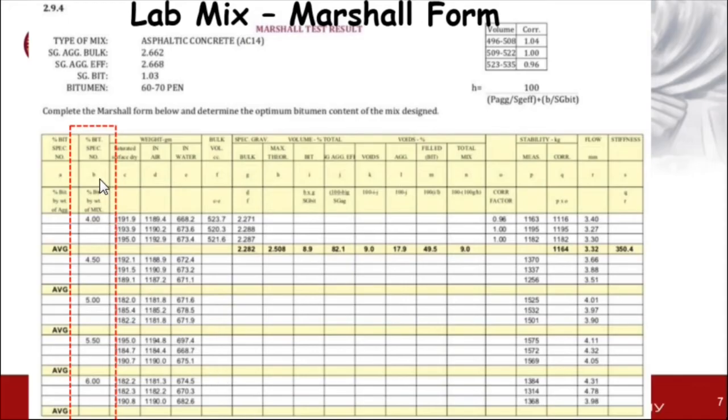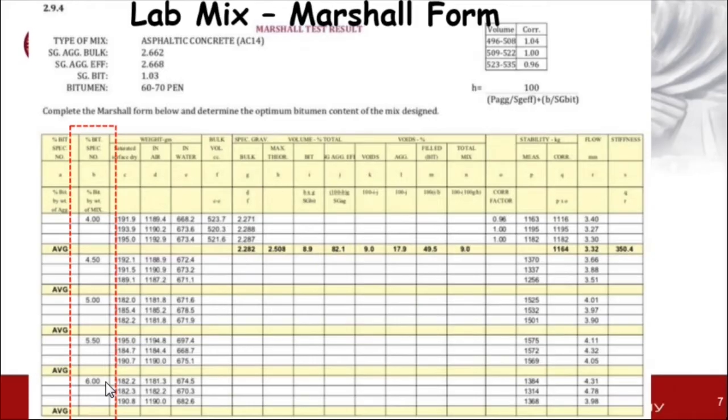Okay, let's have a look at the Marshall form. According to this Marshall form, the bitumen content can be found in column B. As you can see here, we have the first trial of 4%, 4.5%, 5%, and then 5.5%, and finally 6% trial bitumen content. So here we can see the difference in increment is 0.5% as recommended by JKR specification.